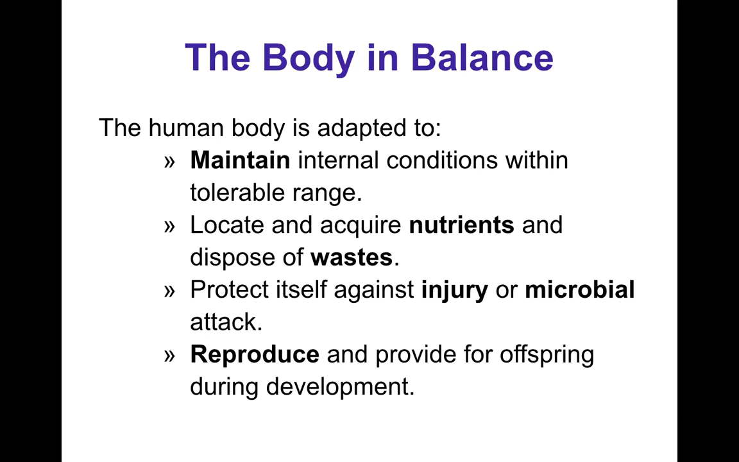The human body is adapted so that it always wants to be in balance. So it wants to maintain these internal conditions within a tolerable range. So we have a range that we want to maintain, and when it exceeds that, then our body will respond to that. It also is adapted to locate and acquire nutrients and dispose of waste. It's adapted to protect itself against injury or microbial attack. So it'll send responses if we're injured. If we cut ourselves, our body sends responses. If we have a bacterial infection, our body sends responses. And it's also adapted to reproduce and provide for offspring during development.